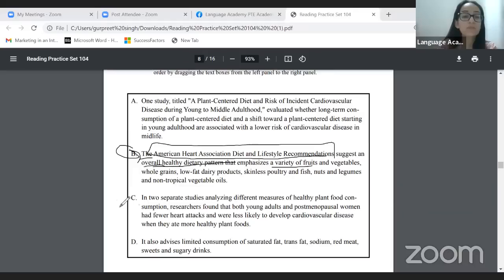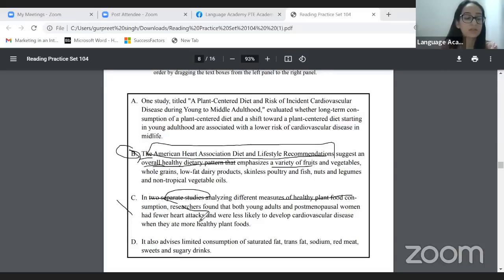The first sentence was C, in which you have the topic that in two separate studies analyzing different measures of healthy plant food consumption, researchers found that both young adults and postmenopausal women had fewer heart attacks and were less likely to develop cardiovascular disease when they ate more healthy plant foods. So they are talking about two separate studies for this and what the researchers have found.